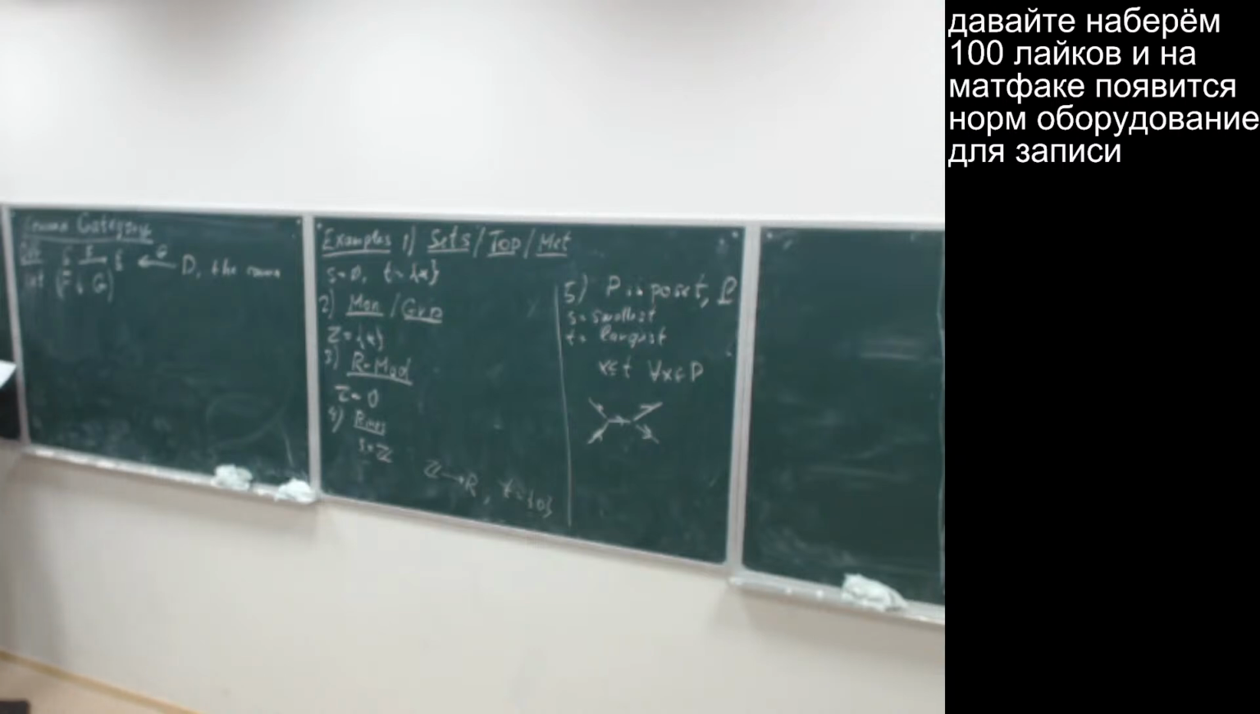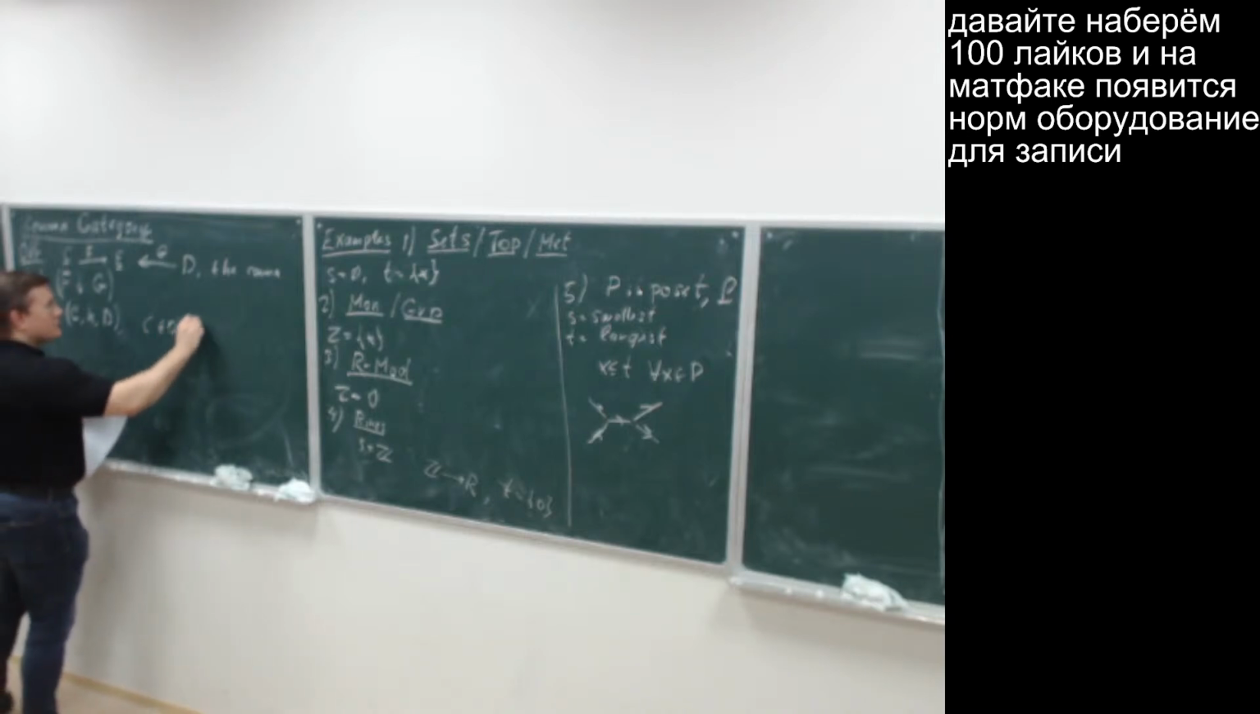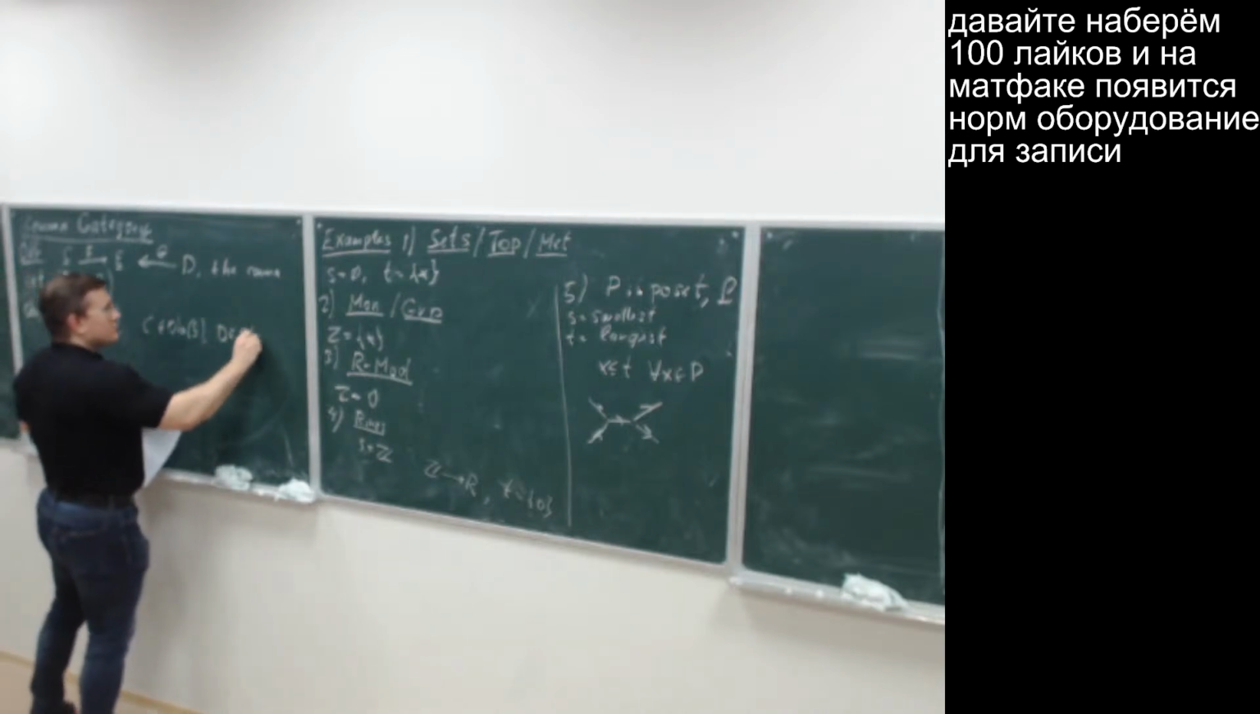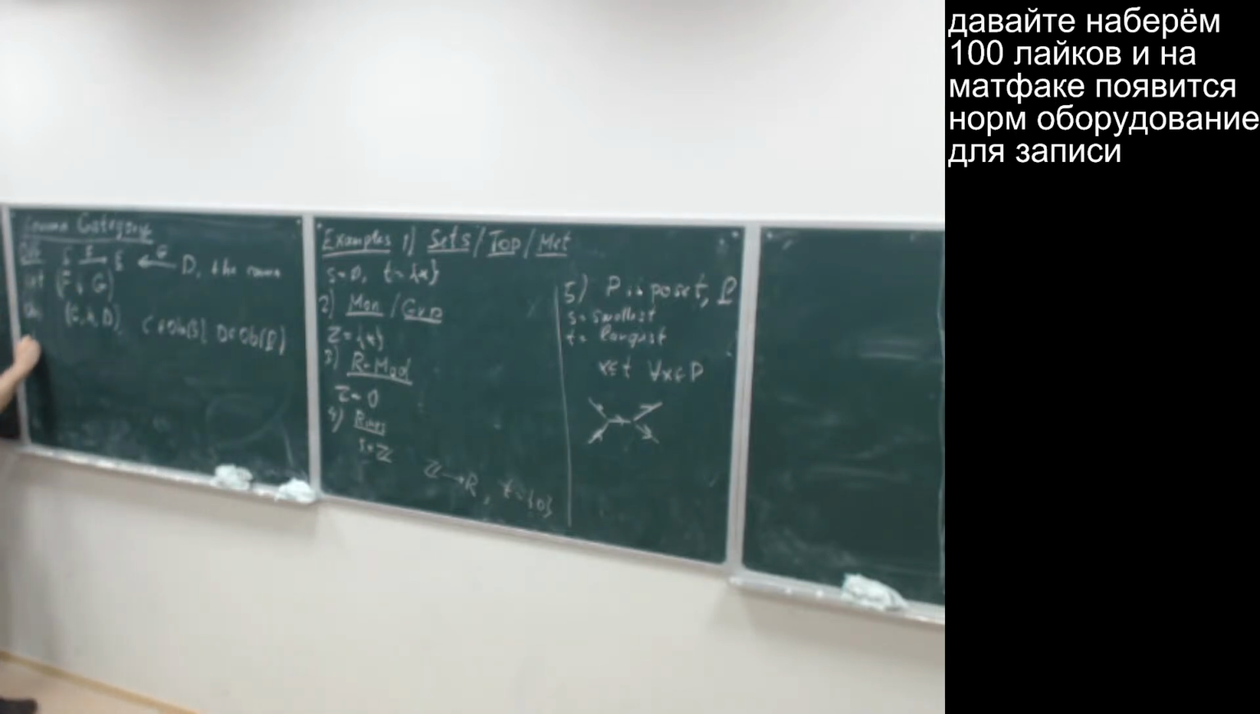Okay, so what are the objects? Objects are triples: C, H, and D, where C is an object in the category C, D is an object in the category D, and H is a map. When you apply the functor F to the object C and the functor G to D, you get two objects in the category E, and H is a map between them.